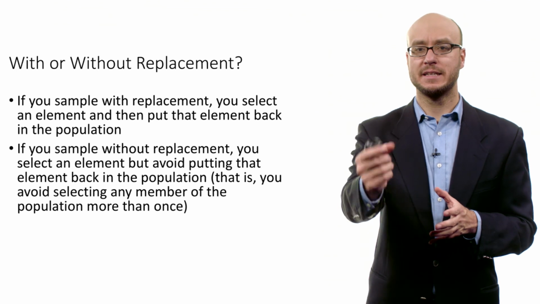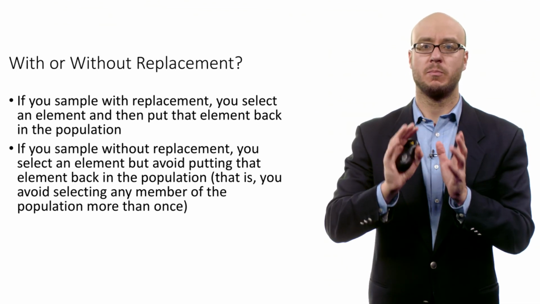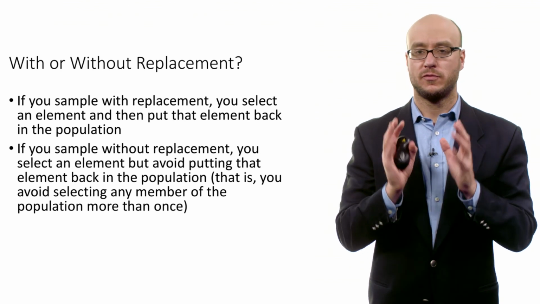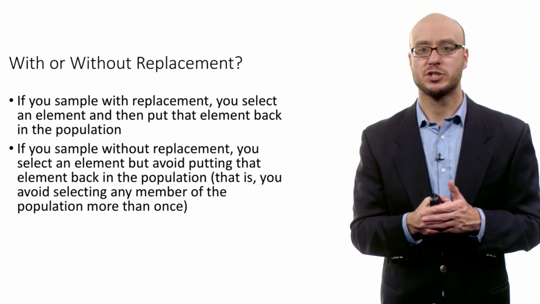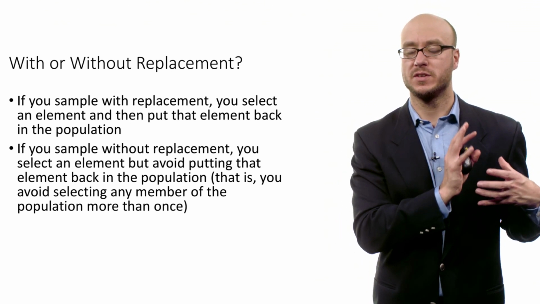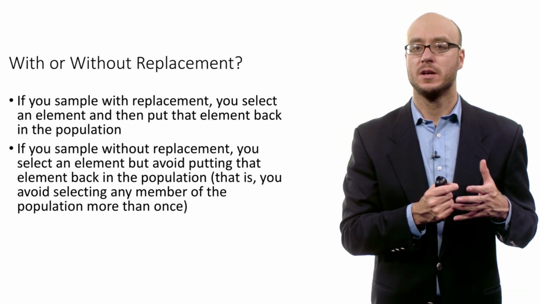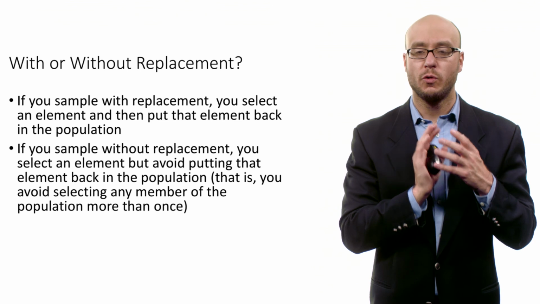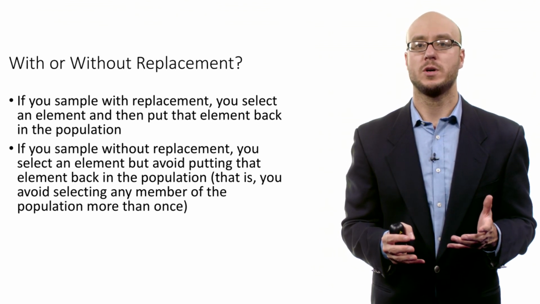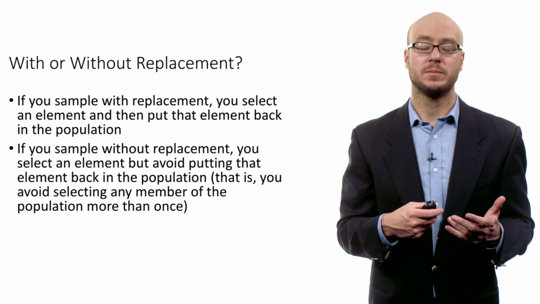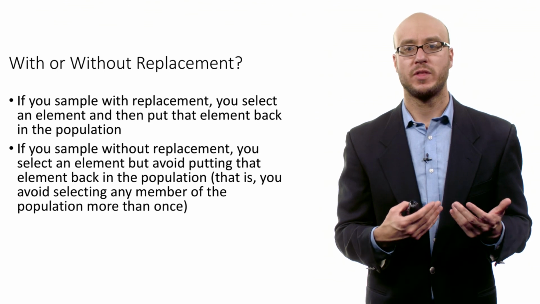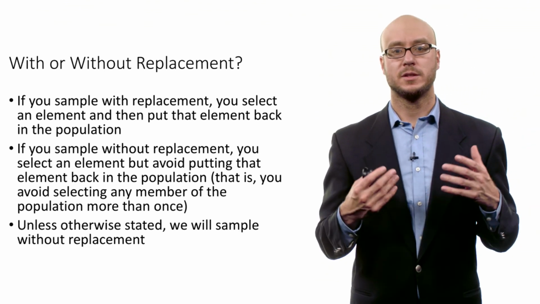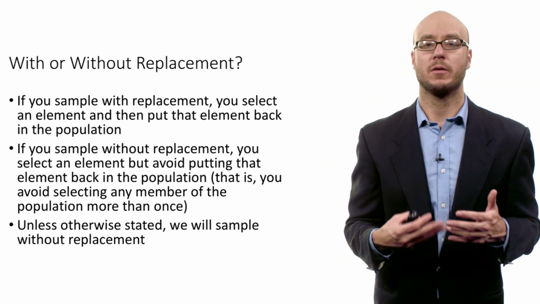Without replacement, you select an element, but you don't put that element back in the population. So, for example, if we're looking at height, you might randomly select a person from a population, record his or her height, but then you keep that person off to the side. And then you randomly select another person. But the idea is that you avoid selecting any member of the population more than once when you have a random sampling procedure without replacement. Unless otherwise stated, we're going to sample without replacement. So that's kind of the default position for this course.